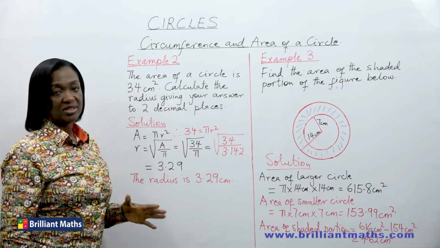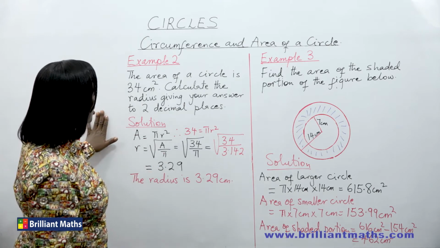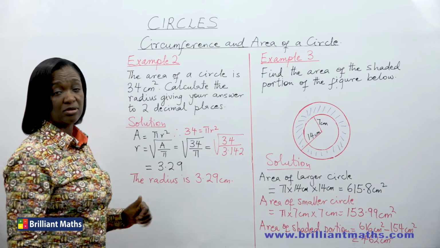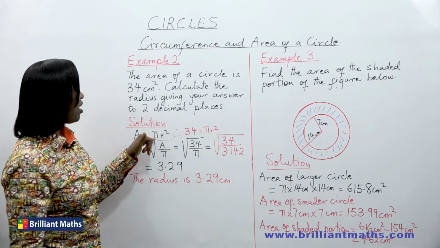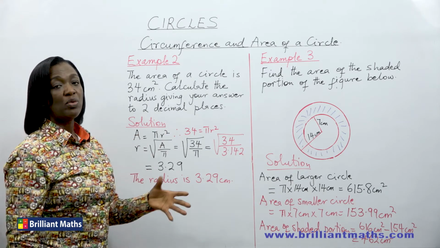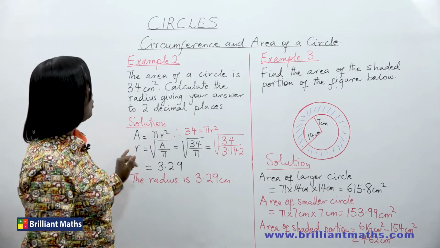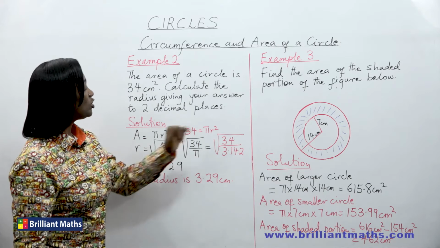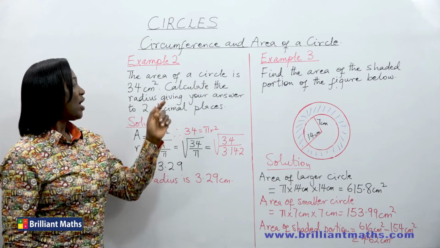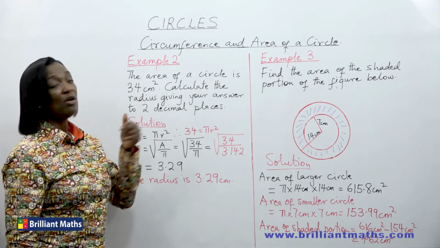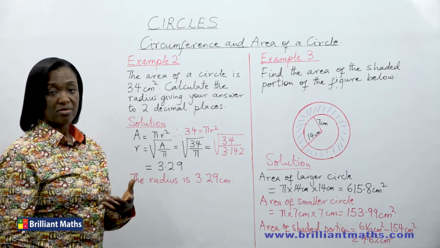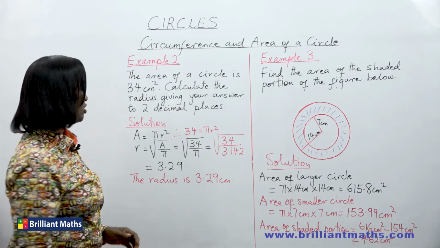So in this question, you've been given the area, and we know that the formula for the area of a circle is area is equal to pi r squared. So we input what we have into the formula. 34, which is area, is equal to pi r squared. We are looking for the value of the radius. So make r the subject, make radius the subject, so we can find the radius.